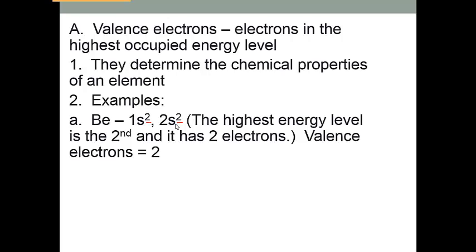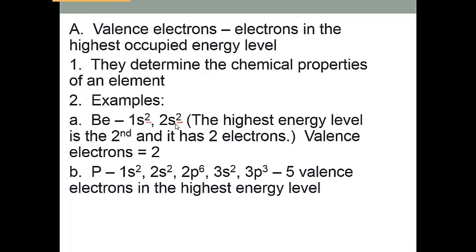And the valence number for everything in that beryllium family, which would be magnesium and calcium and so on, is also 2. Now if we go to the other side of our periodic table and look at a nonmetal like phosphorus, it is atomic number 15. So if we do its electron configuration, we end up with 1s2, 2s2, 2p6, 3s2, 3p3. In this case, the third energy level is the highest energy level being used, which is 5 total electrons, and so phosphorus has 5 valence electrons.